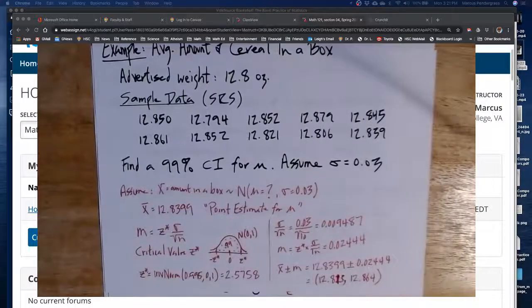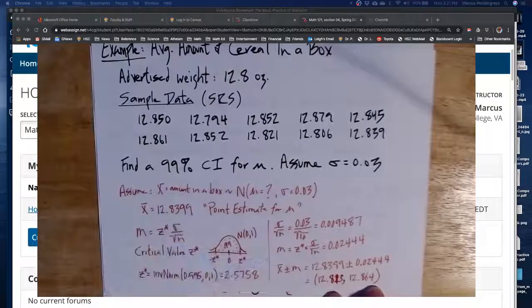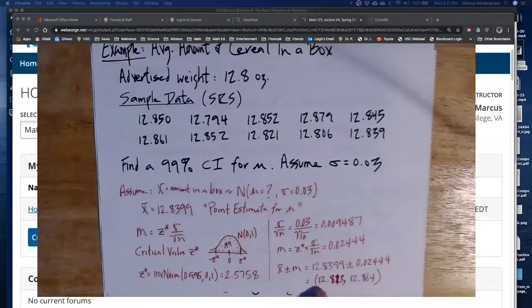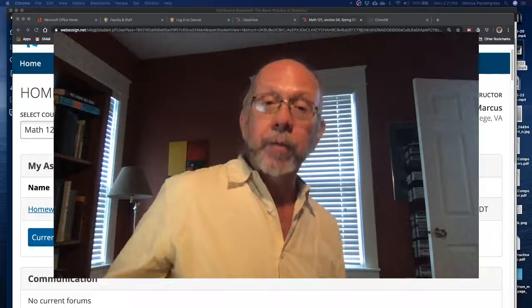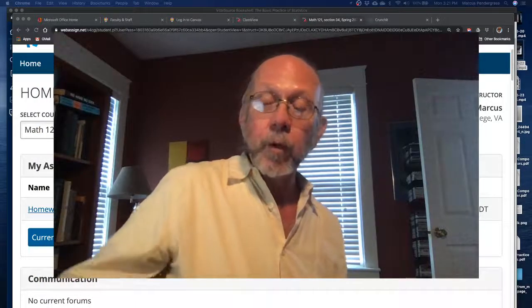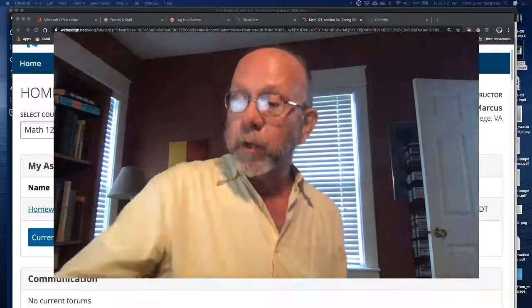So what this means is that we are, and sorry about the mess up here, we are 99% confident that the true average amount of cereal in a box is between 12.815 ounces and 12.864 ounces. So that is another quick example of doing a confidence interval when sigma's known. Again, we'll look at the case when sigma's unknown shortly.